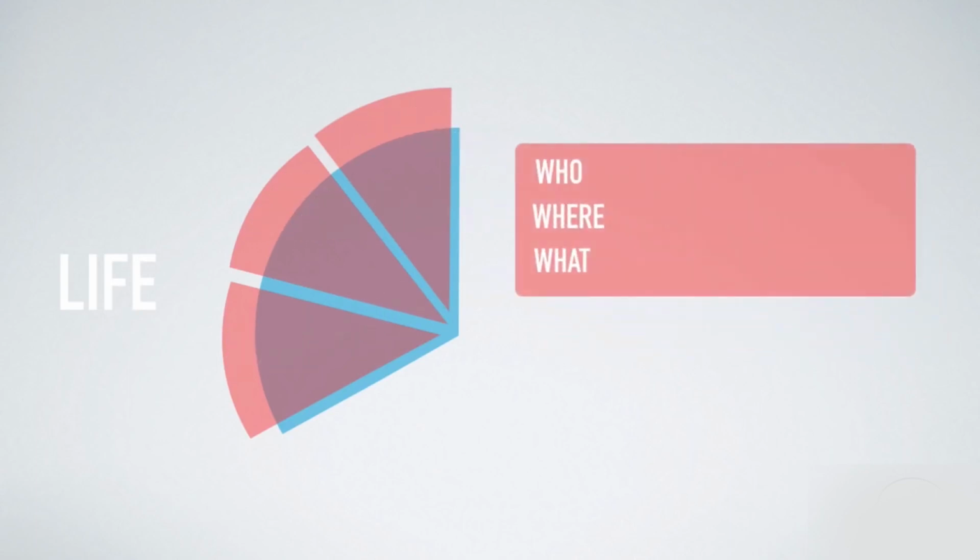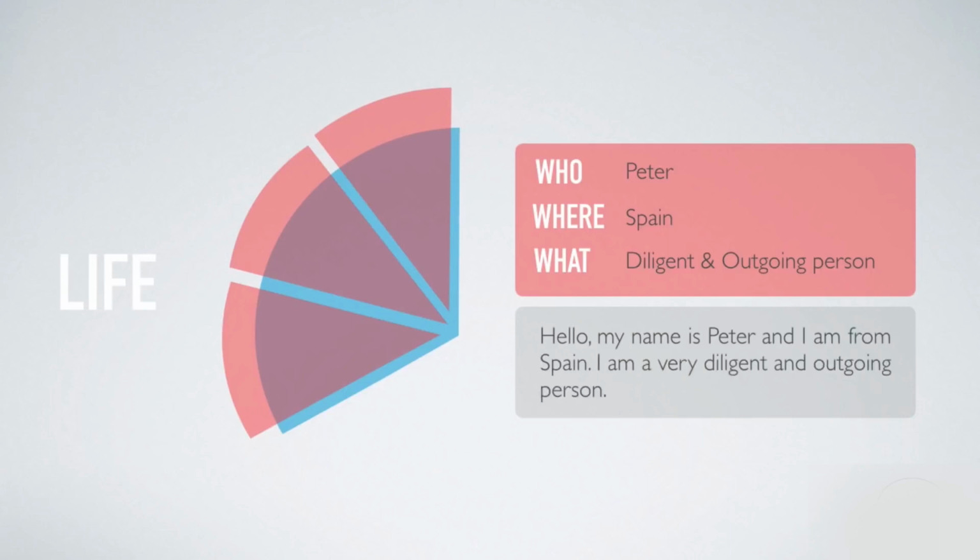For who, we have Peter. For where, we have Spain. For what, we have diligent and outgoing person. So let's see how this will sound. Hello, my name is Peter and I'm from Spain. I am very diligent and outgoing person.